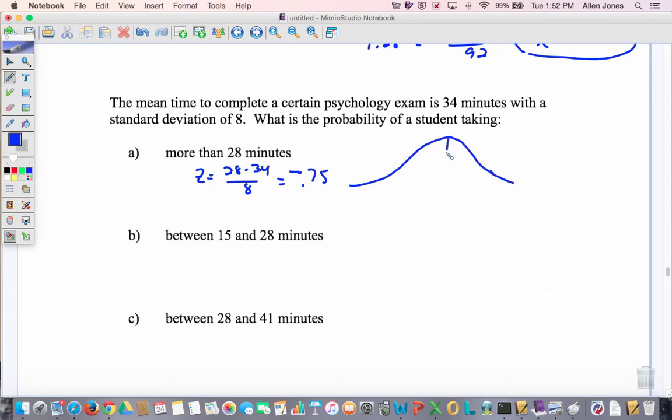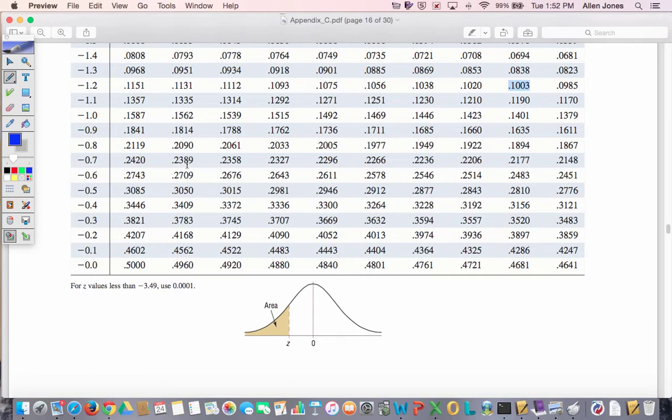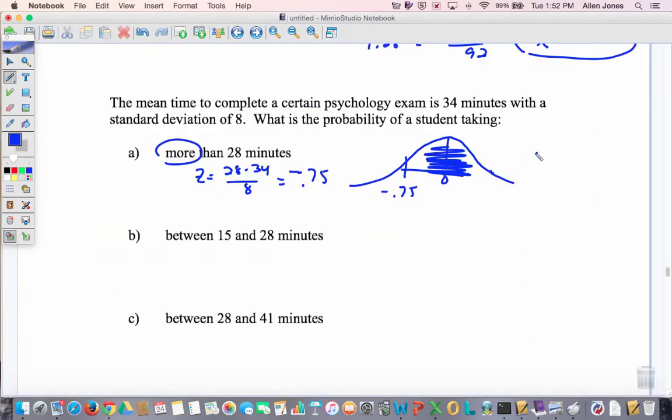Going to my curve, I'm going to put 0 down the middle. Negative 0.75 is on this side, and it says more than, so I'm going to shade to the right, which means when I look up negative 0.75, I get 0.2266. That 0.2266 is the area to the left of the curve based on our table. We want the area to the right, so we will subtract that area from 1 and get 0.7734. There's our probability of taking more than 28 minutes.